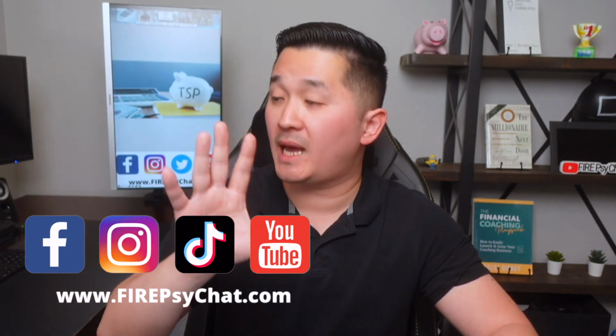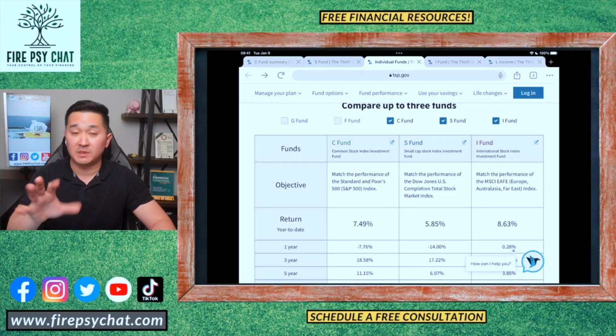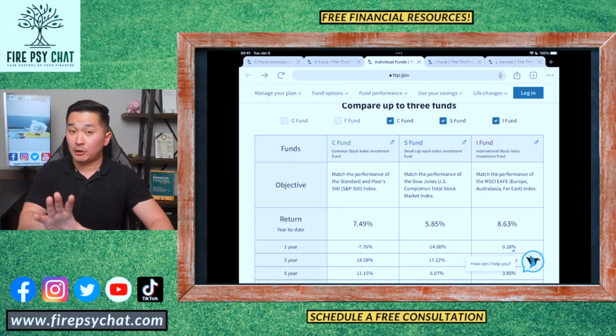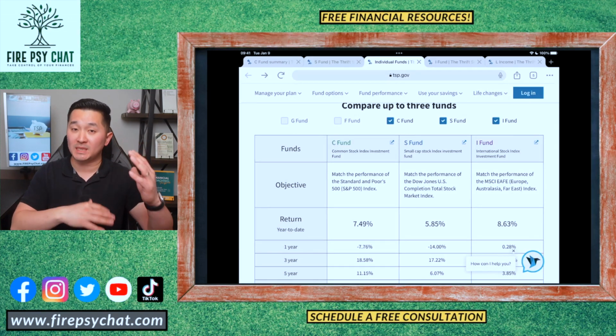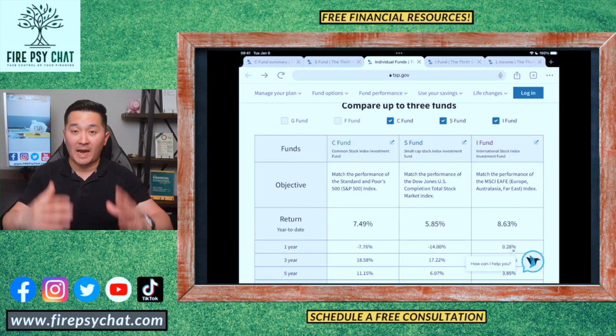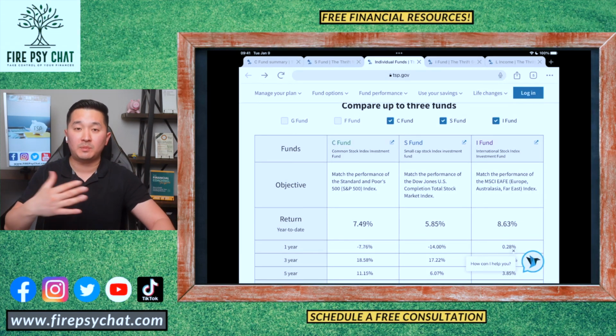You're not interested in investing in G or F funds, and you just want to have an equity allocation between C, S, and I funds. All right. The risk scale between C and S funds is completely different because the C fund invests in large cap US companies like Apple, Microsoft, Amazon, Google, and JP Morgan Chase.